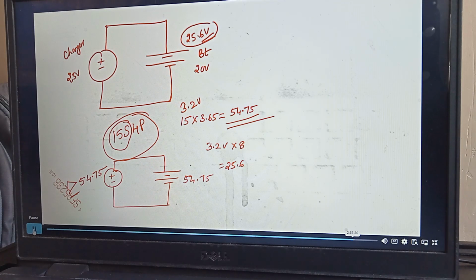Anyone, any doubt up to this? Any other questions? Okay, so is it clear? Finding the charger voltage for any configuration? 3.65 is the upper cutoff voltage, the upper cutoff voltage for LFP.